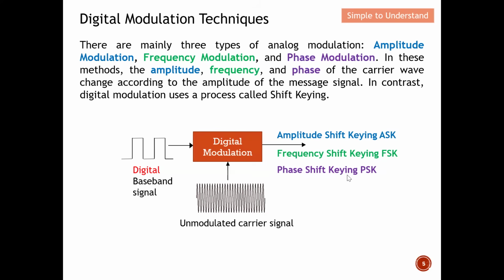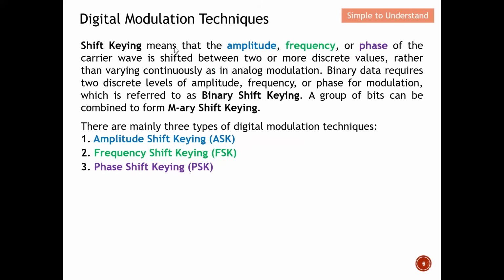What is actually shift keying? Shift keying means that the amplitude, frequency, or phase of the carrier wave is shifted between two or more discrete values, rather than varying continuously as in analog modulation. Binary data requires two discrete levels of amplitude, which is 1 or 0, or of frequency or phase for modulation, which is referred to as binary shift keying.